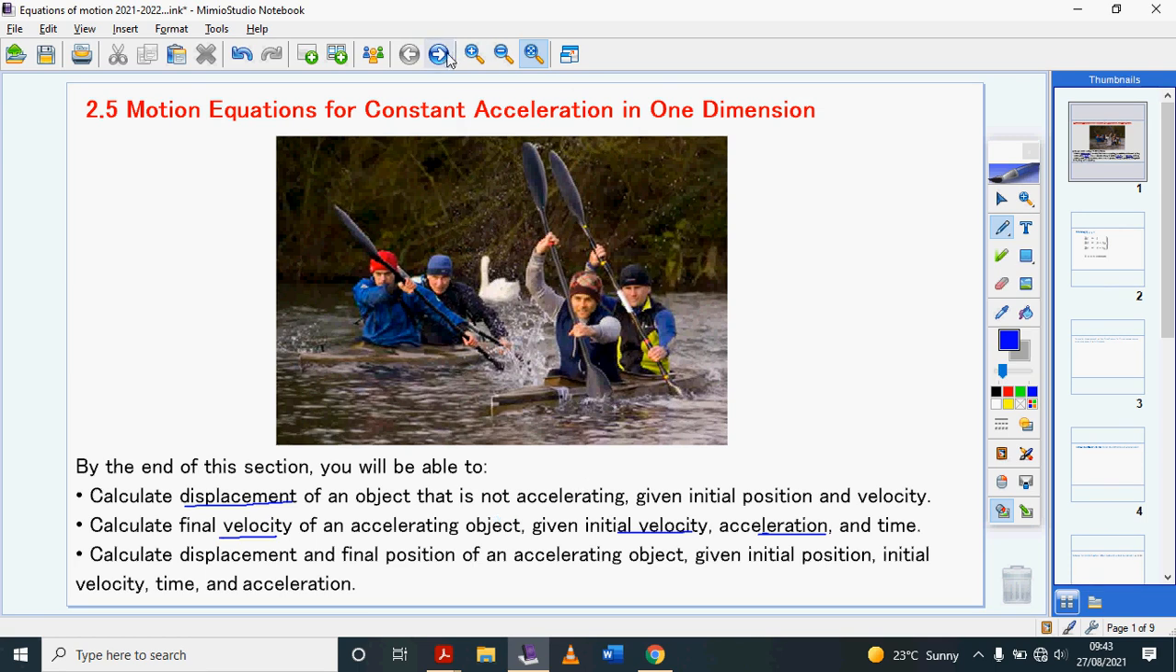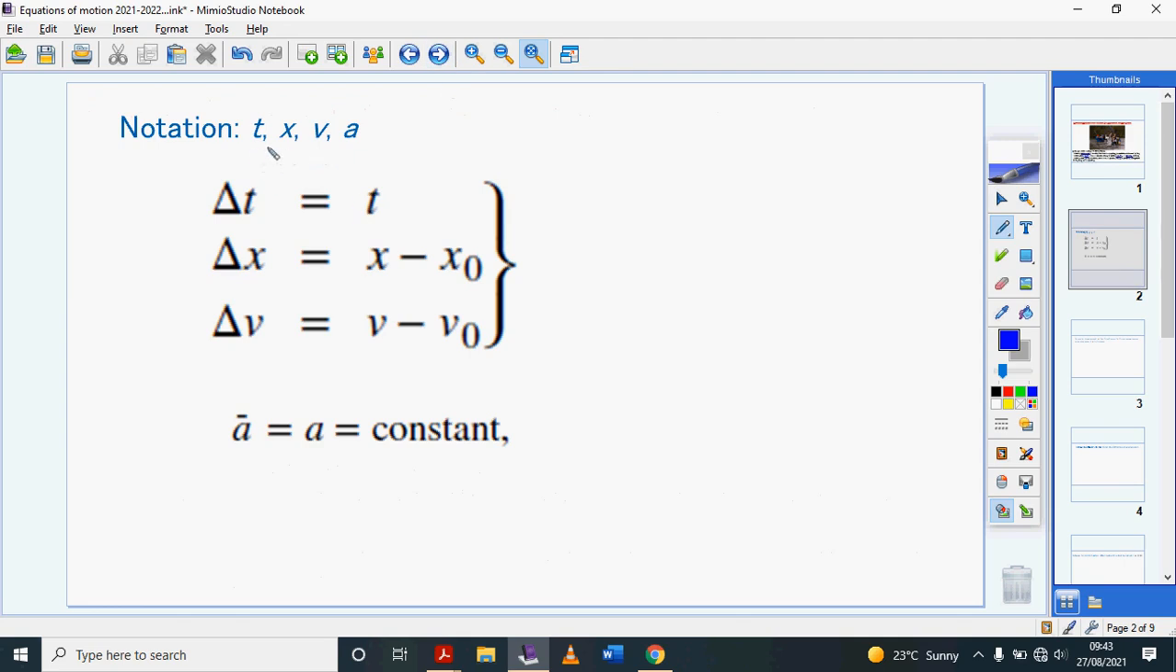So let's get started. We'll start off with some notation. A is acceleration, and for the whole of this course, acceleration is constant. We will not deal with any changing acceleration. So A stands for constant acceleration. It doesn't change. V will stand for velocity, X will stand for displacement, and T will stand for time.